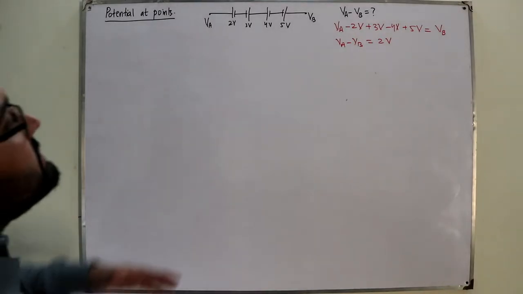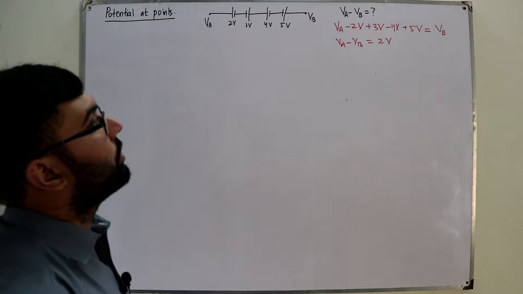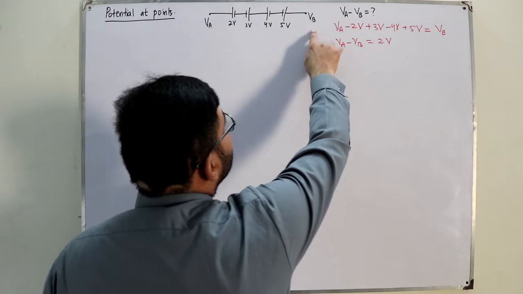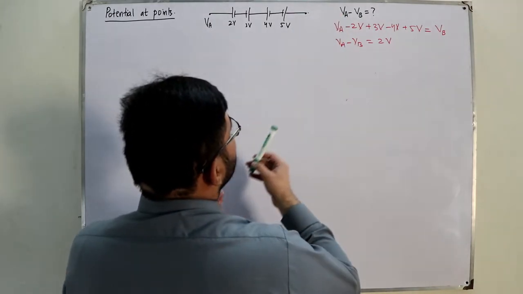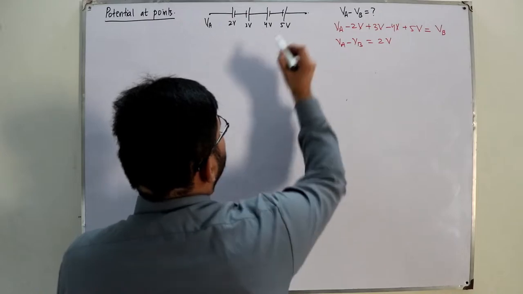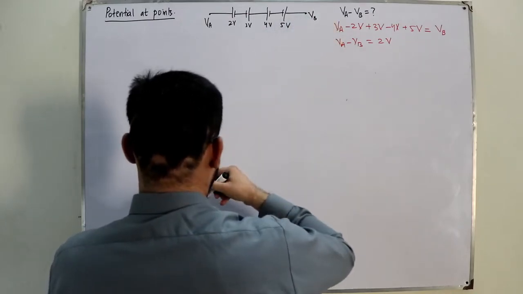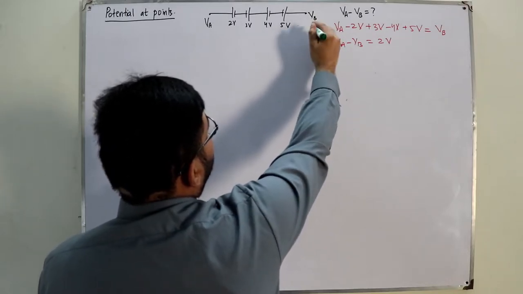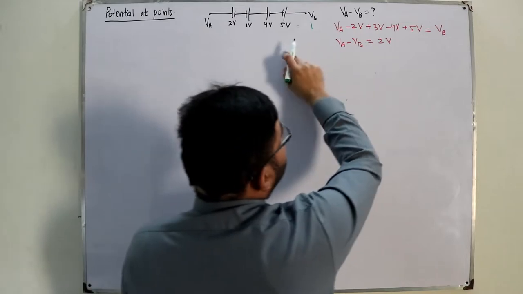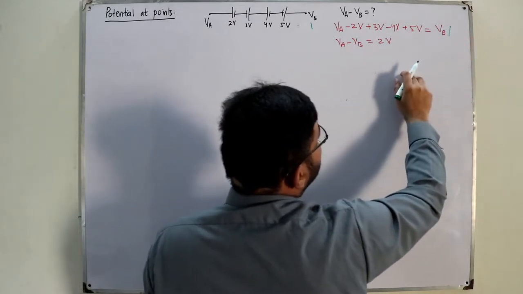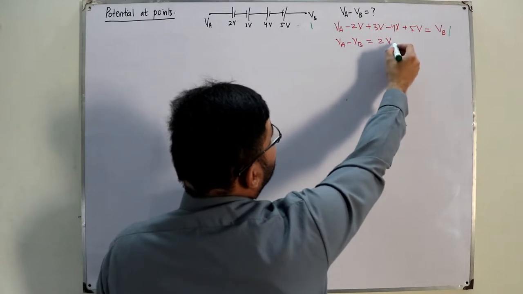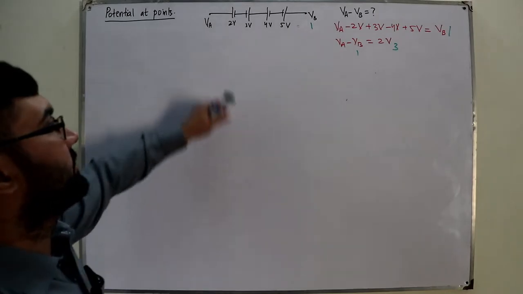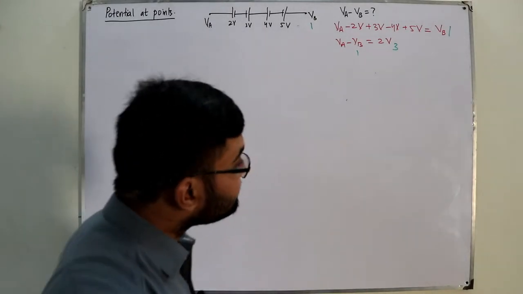Similarly, if your VB was known and VA was unknown, you could put the final value over here. Let's suppose the potential at this point was known to be 1 volt. Then you have to put the entire thing equal to 1 volt. If you put 1 over here, this would come out to be 3 volts. So this is how you do it if you are given single points.